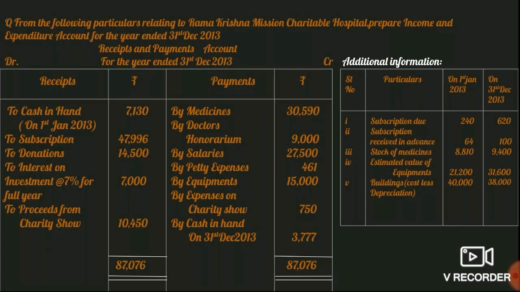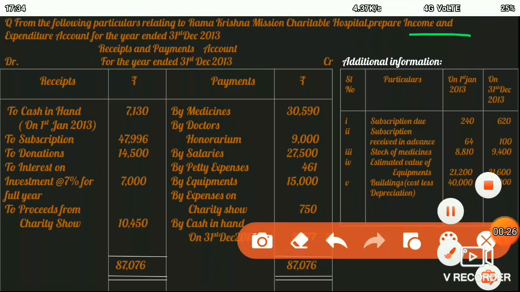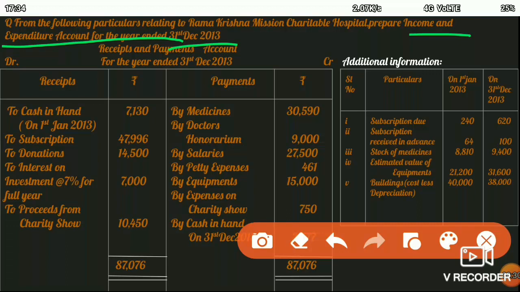So let me show you the question here. In this question, we have to prepare the income and expenditure account of Ramakrishna Mission for the year ending 31st December 2013. They have also provided the receipts and payments account of the year ending 31st December 2013 and the additional information. Now let us see the receipt side first.